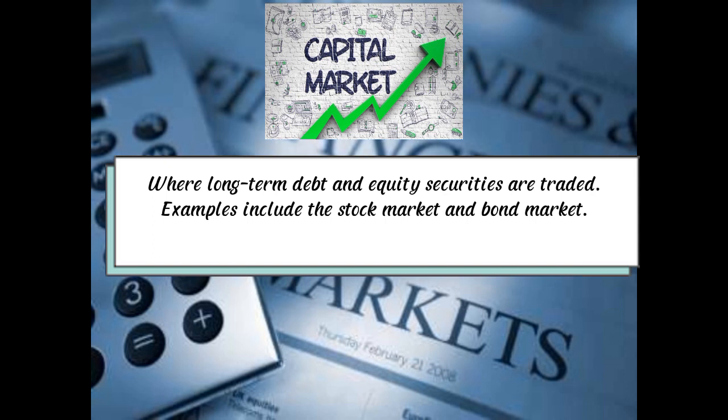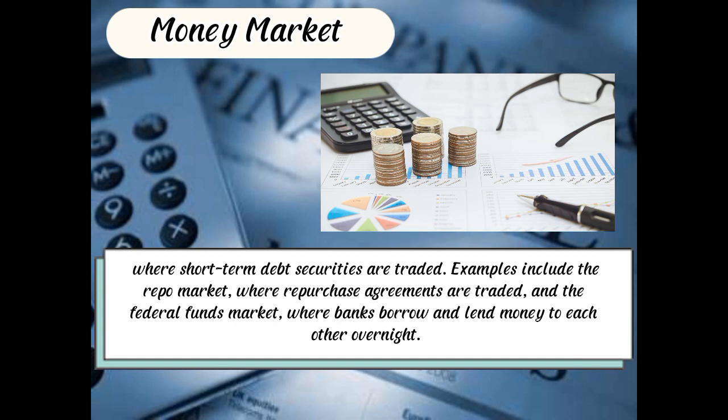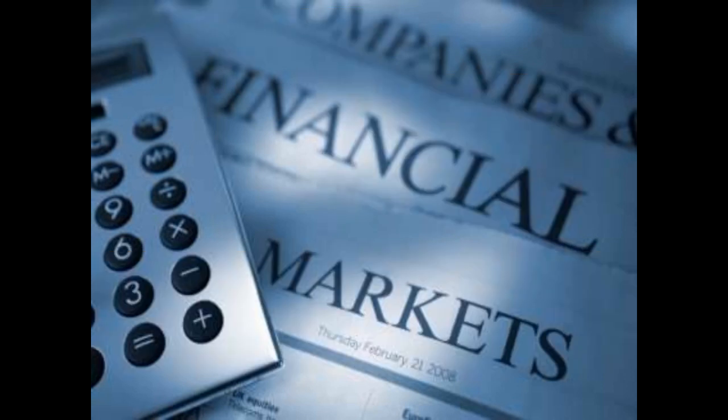First is capital markets, where long-term debt and equity securities are traded. Examples include the stock market and bond market. Second is the money market, where short-term debt securities are traded. Examples include the repo market, where repurchase agreements are traded, and the federal funds market, where banks borrow and lend money to each other overnight.